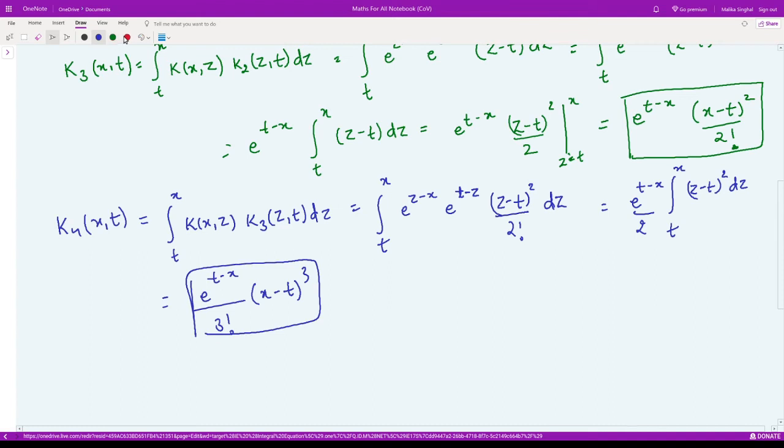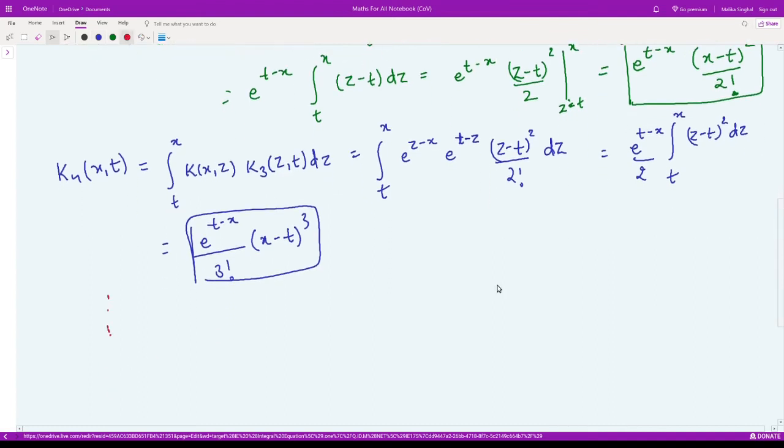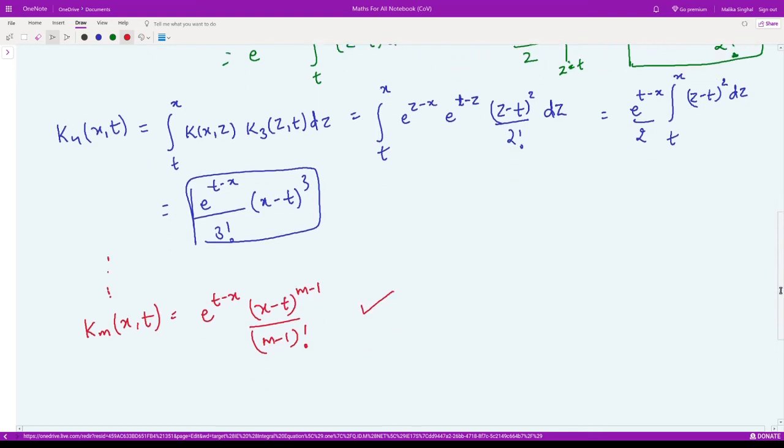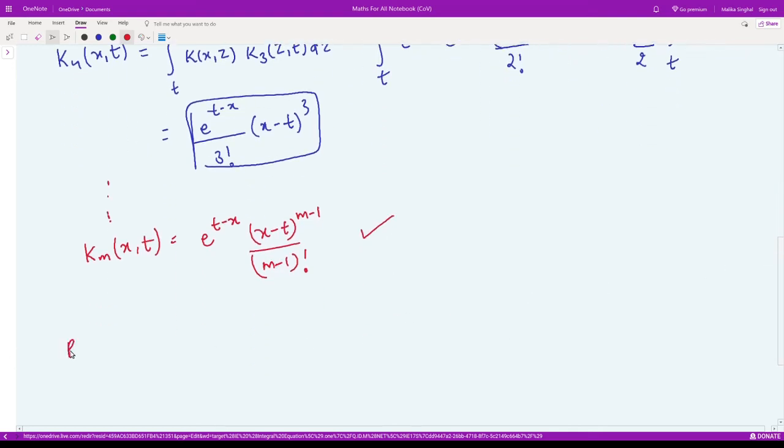So we can generalize this. So continuing like this, what would we get? k_m(x,t) would be equal to e to the power t minus x, (x minus t) raised to power m minus 1 divided by (m minus 1) factorial, right? So this is our mth iterated kernel. So what would be our resolvent kernel?